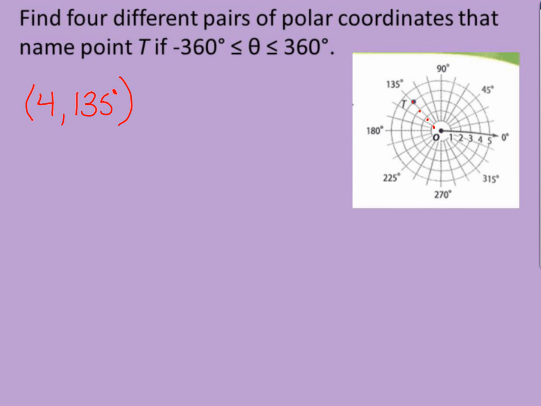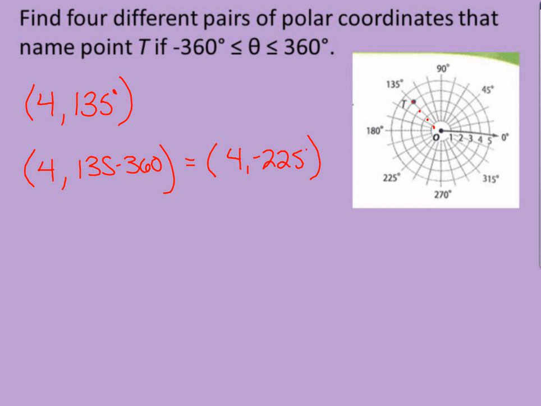Now you can find another one by adding or subtracting 360. If we add 360, this is going to be more than 360 degrees, so we don't want to use that, because we need values between negative 360 and positive 360. But we can take 135 and subtract 360, and this would give us 4 and negative 225. So now we have 2 solutions. We need to come up with 2 more.